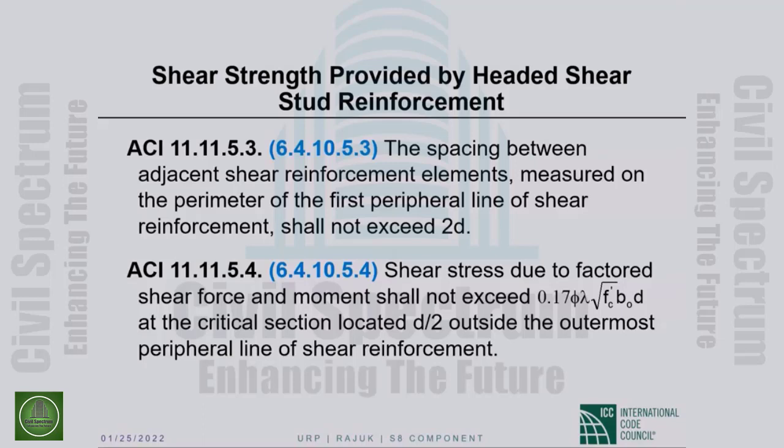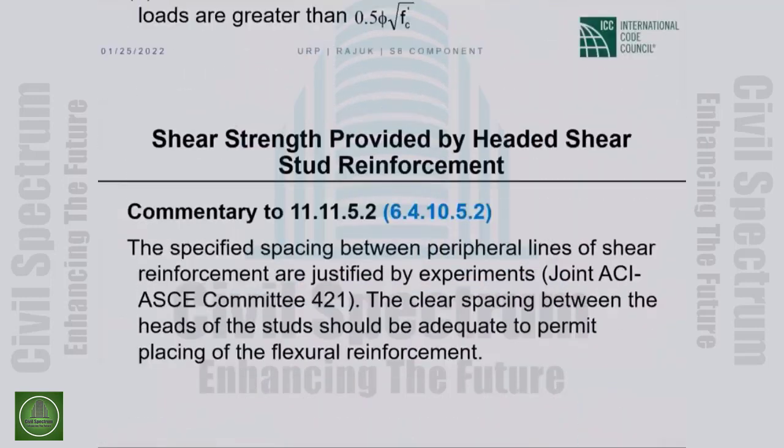Shear stress due to factored shear force and moment shall not exceed 2 square root of f sub c prime at the critical section located d over 2 outside the outermost. This is kind of important.